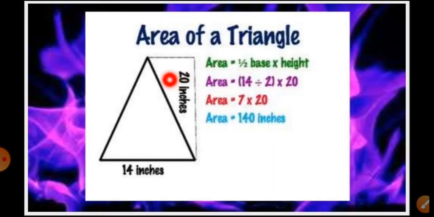Area of a triangle. This is a triangle whose area we need to find. Base is 14, it is given, and the vertical height is 20 inches. So the area of the triangle is half into base into height according to the formula. Now we can put the values. Base is 14 and height is 20. After calculating, the answer becomes 140 inches. The area of the triangle is 140 inches.